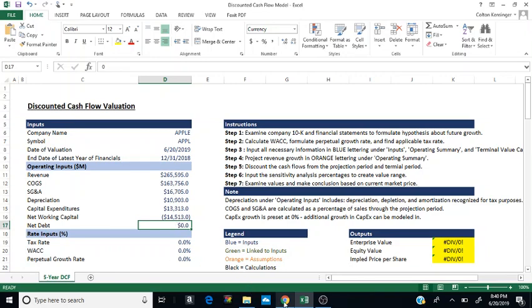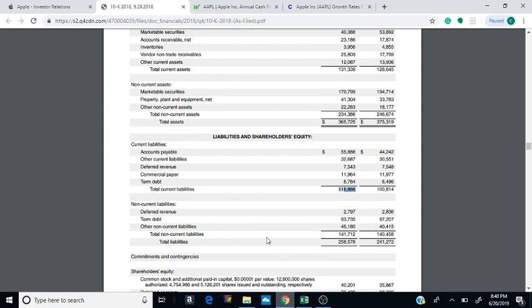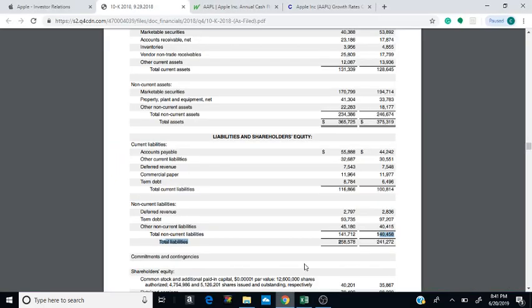So if we go back into our 10-K, we can see we have our total liabilities here. This is just going to be our total current liabilities plus our total non-current. Apple has it listed as total non-current liabilities. That's the same as long-term debt. So we can go ahead and do the 258,578.